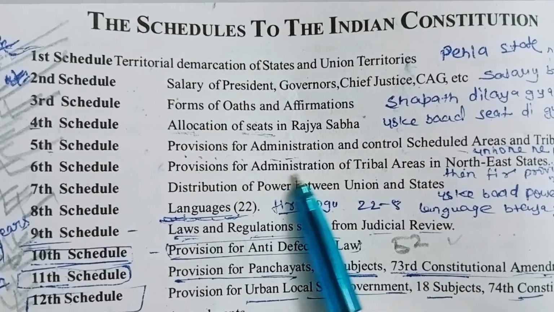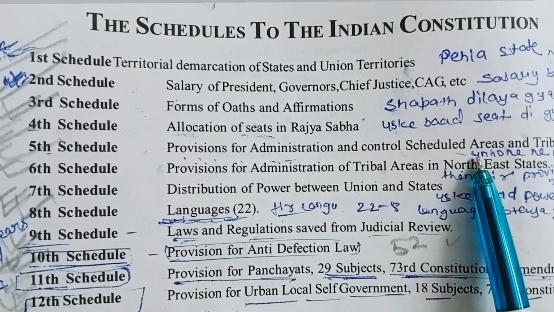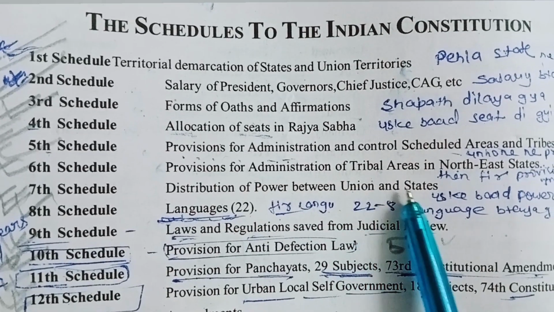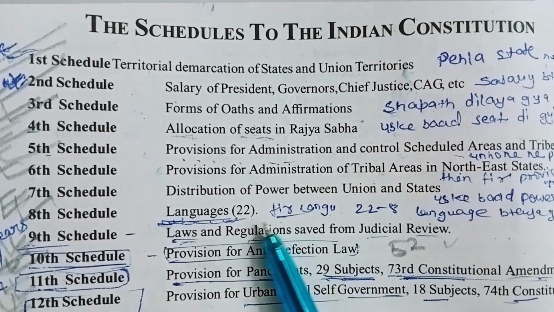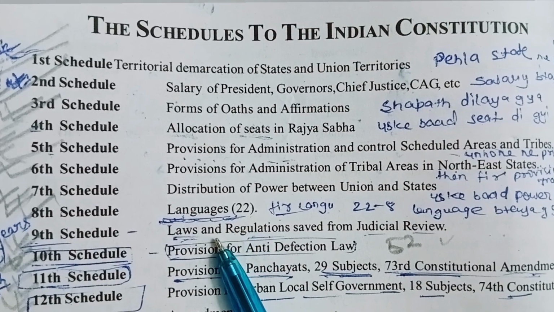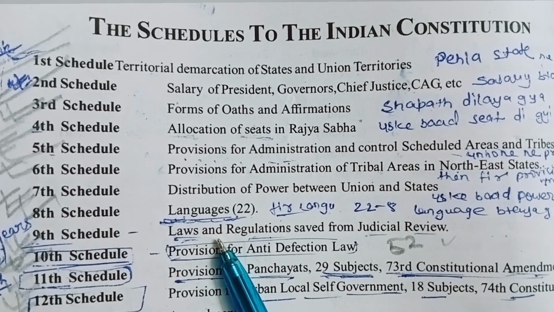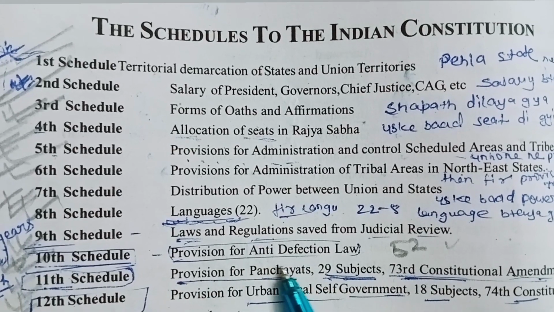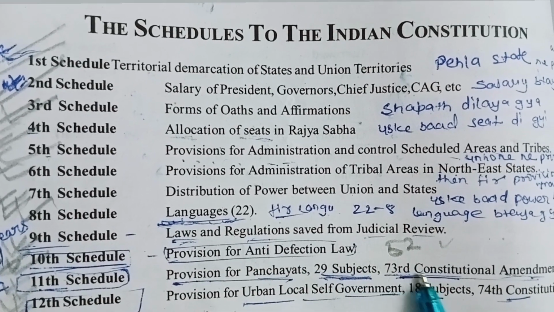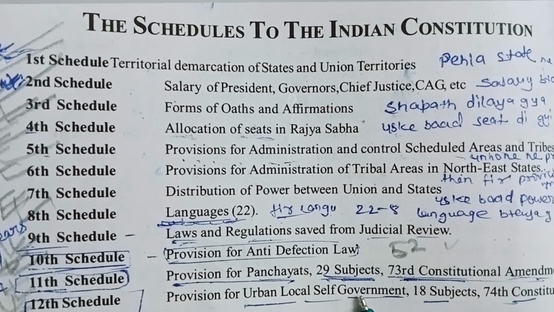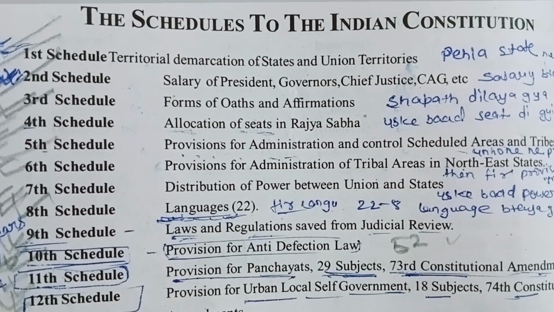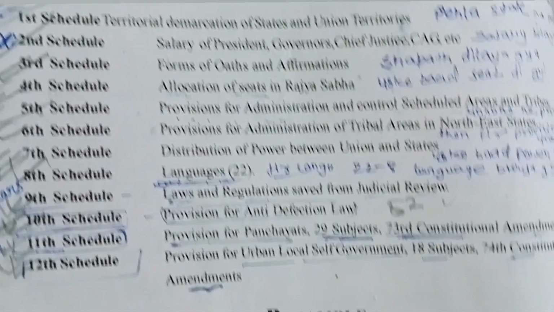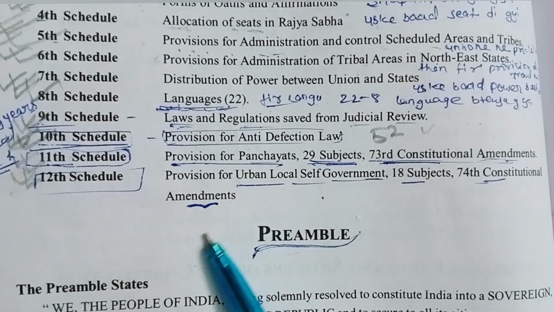Sixth, provision for administration of tribal areas in northeast states. Seventh, distribution of power between union and states. Eighth, languages. Ninth, laws and regulations saved from judicial review. Tenth, provision of anti-defection law. Eleventh, provision for panchayats, 29 subjects, 73rd constitutional amendment, and twelfth is urban local self-government. Okay, so you can remember it by your own trick.